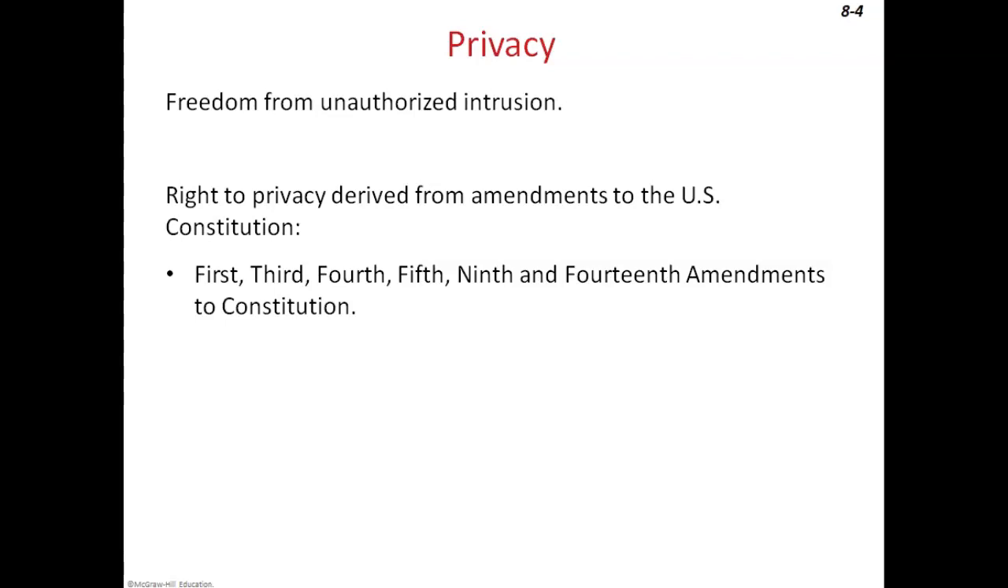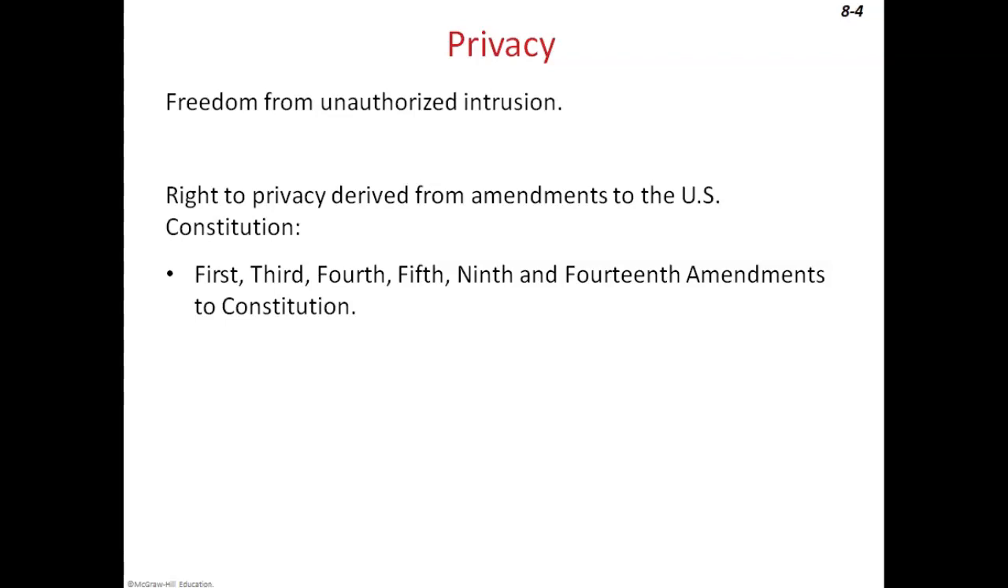The Third Amendment: soldiers cannot be quartered in private homes without consent of the owner. The Fourth Amendment: people have the right to be secure in their persons, houses, papers, and effects against unreasonable searches and seizures. The Fifth Amendment: no person must testify against himself or be tried twice for the same offense. This is the basis for the Miranda warning.